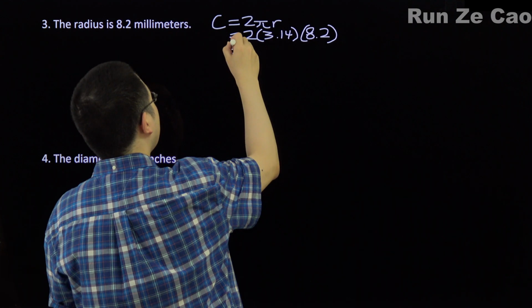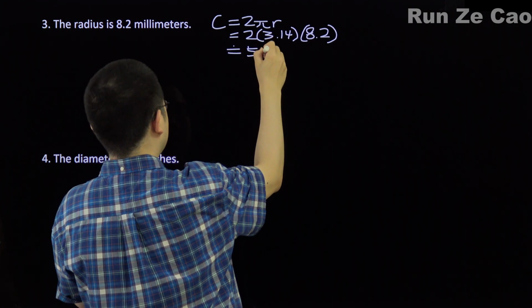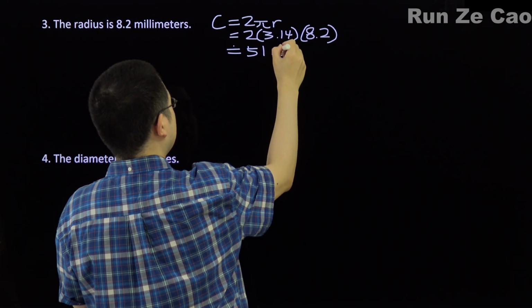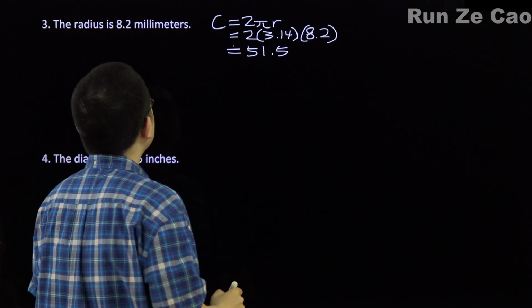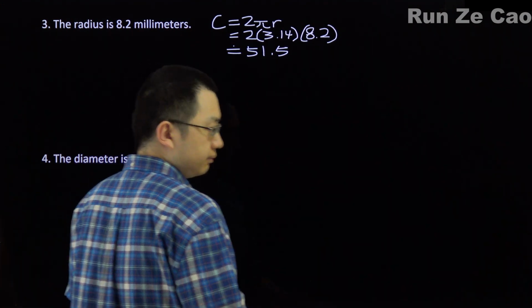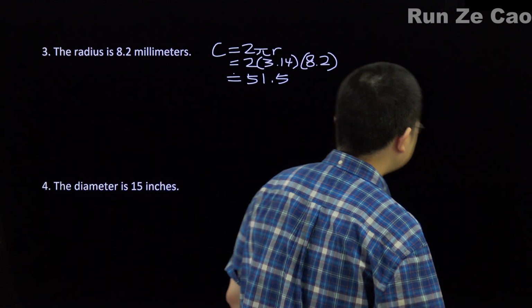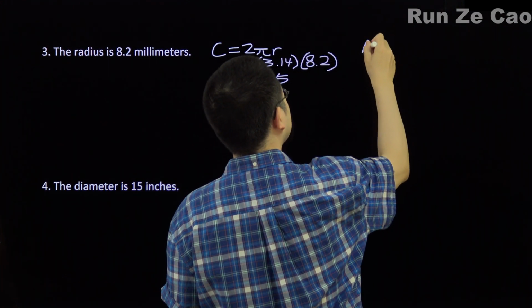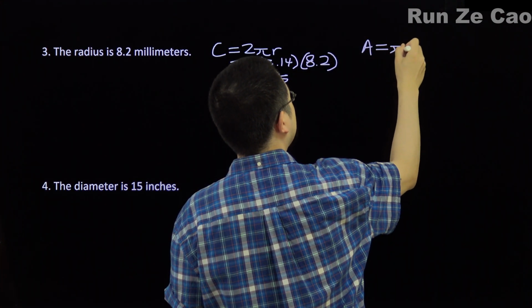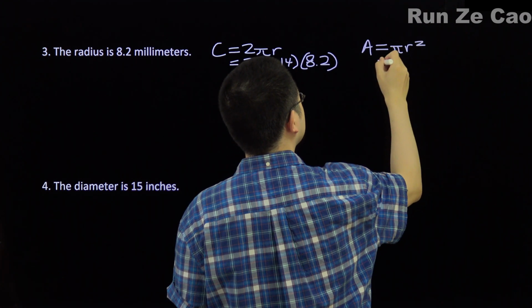51.496, so it's approximately 51.5. Now the area is just pi r squared, as usual.